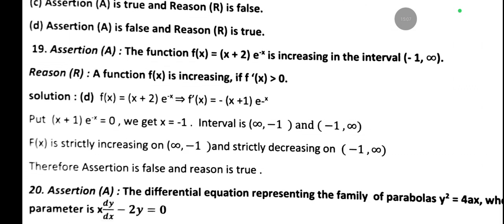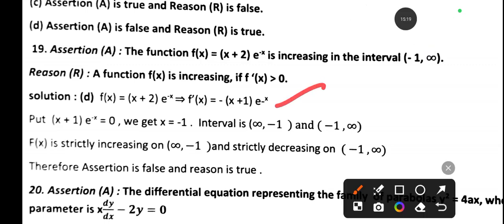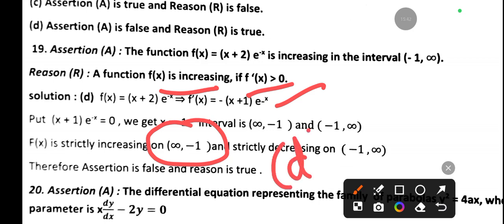In the 19th one, they are talking about increasing, decreasing. They are saying the assertion is false. Normally they are checking whether the function is increasing in this interval. When we check that the function is not increasing in the interval, we get that the increasing interval is different. It is minus infinity to minus 1 where it is increasing, so it is not this way. So assertion is false. Reason is okay: function f of x is increasing, so f dash of x greater than 0, that is okay. So the 19th, assertion false, reason true, so option D.